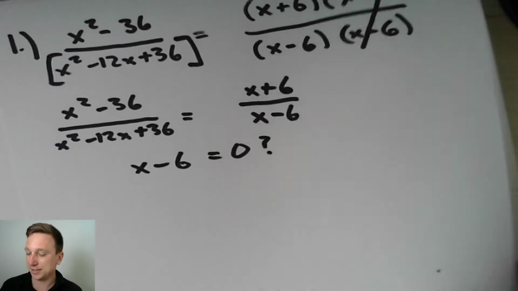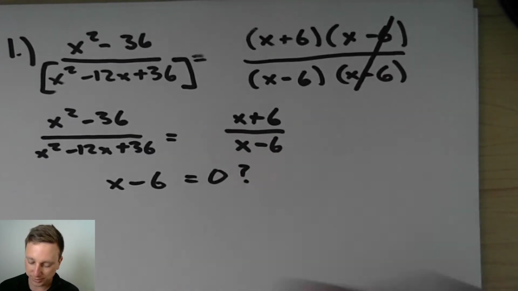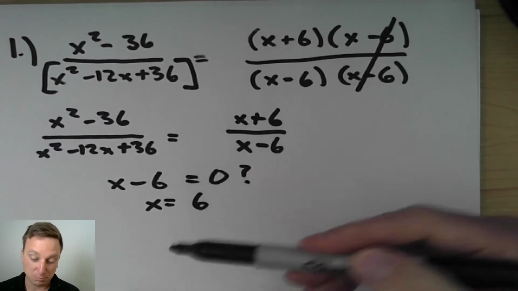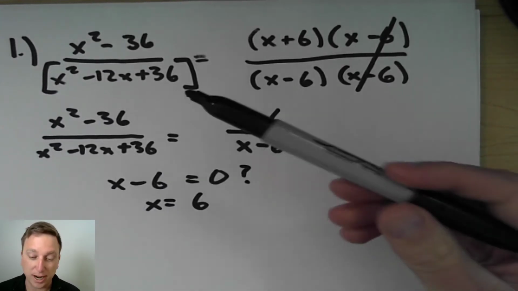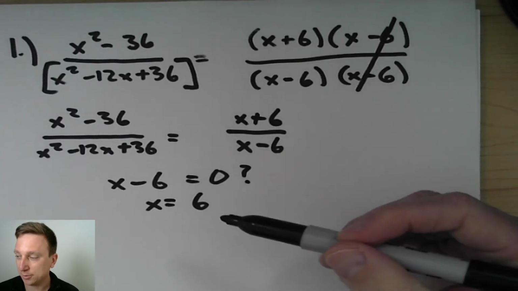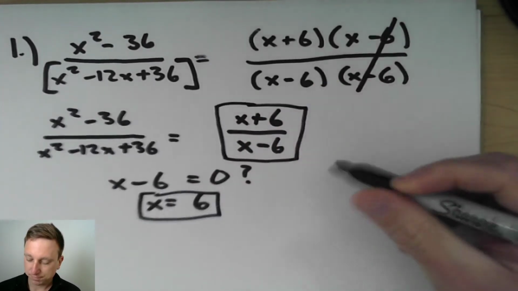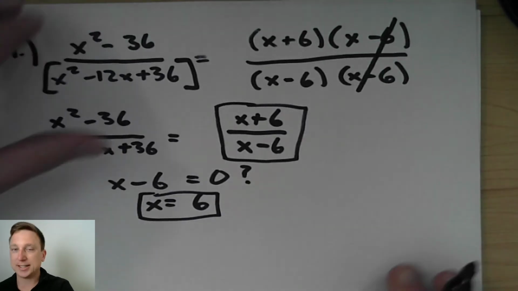Well, we can solve this. Pretty straightforward. Add 6 to both sides. X is equal to 6. So this rational expression does not exist when x equals 6. So two parts right here. All right, let's head to number 2.